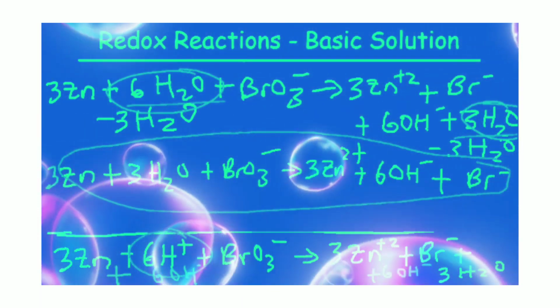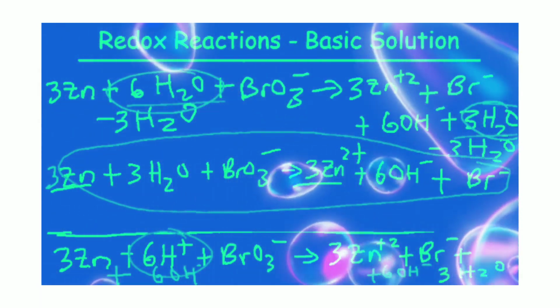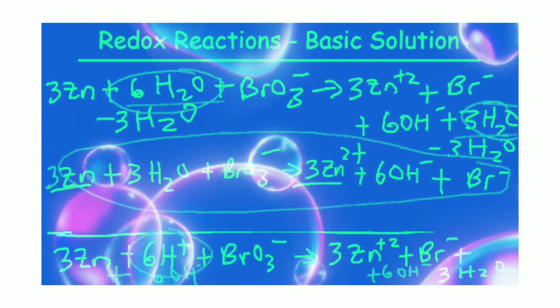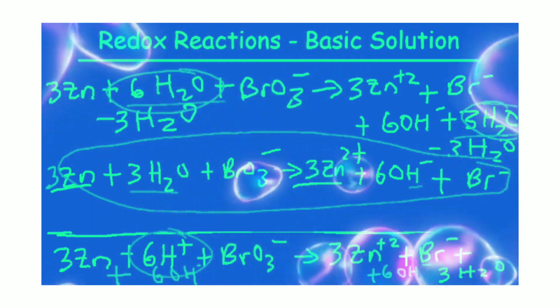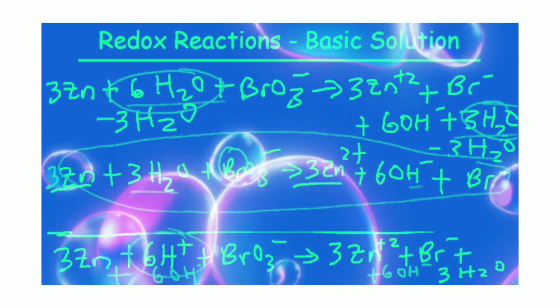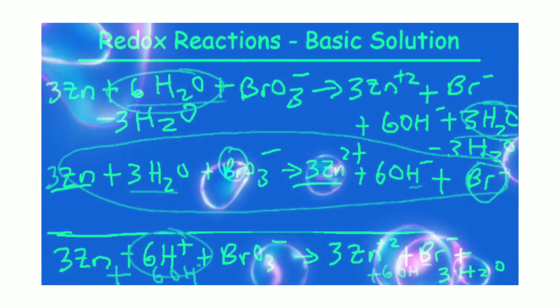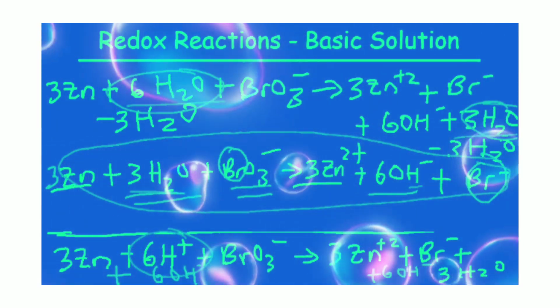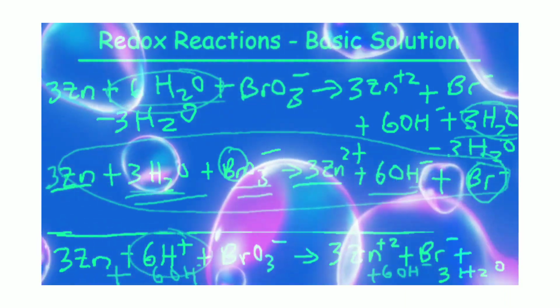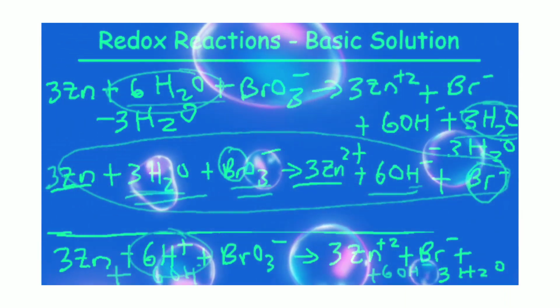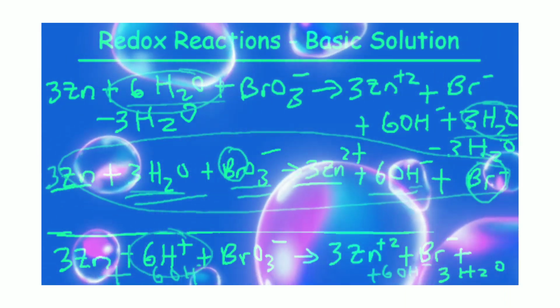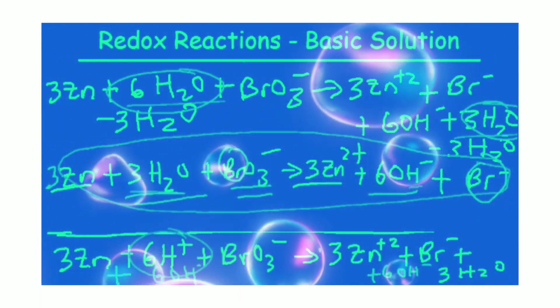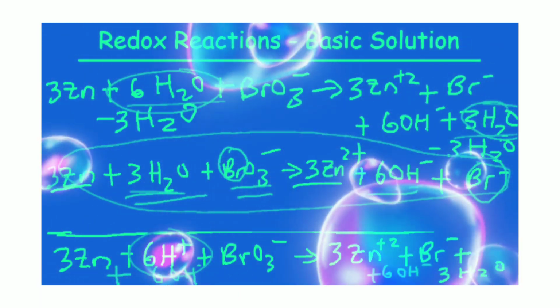So if you notice, we have 3 zinc atoms on both sides. We have 6 hydrogen atoms, 1 bromine atom, and notice that we have a total of 6 oxygen atoms: 6 here, 3 in bromate, and 3 in water. So all of the atoms are balanced, and if you look at the net charge, notice that the net charge on both sides is the same.